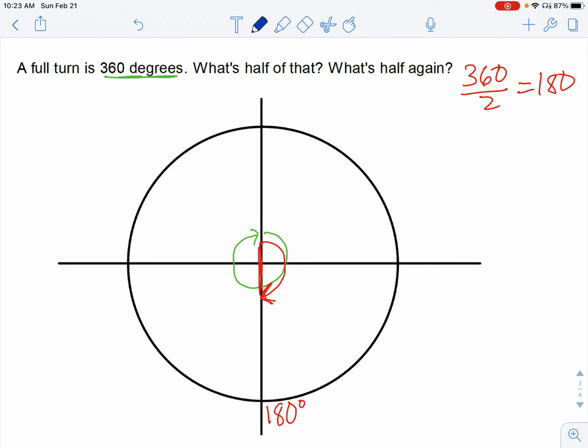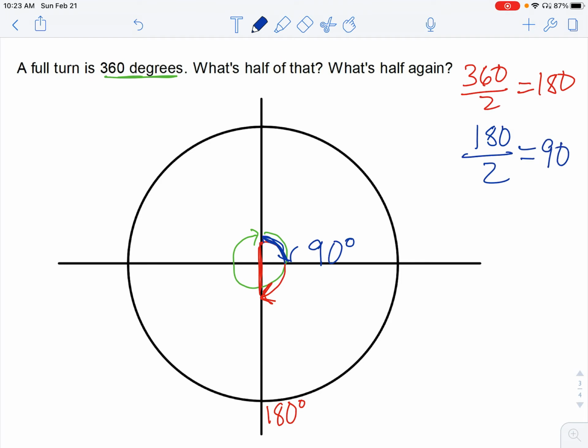What if we cut that 180 in half? Can you predict what measure this would be? That, you're right, is a 90-degree angle, also known as a right angle. Very good. So if we cut that in half, oops, sorry, I got ahead of myself. Cut that in half, 180 would give us 90.